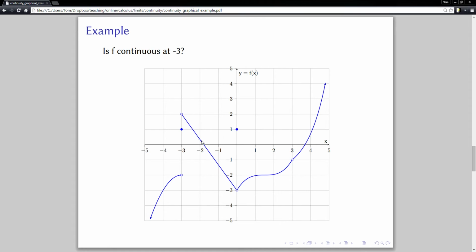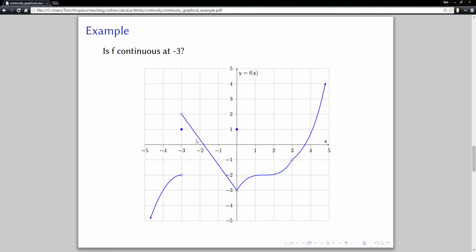Next up, we would check the two-sided limit. Here we can see that if we come in from the right, the function values are headed towards where that open dot is, and that open dot has a y value of 2.